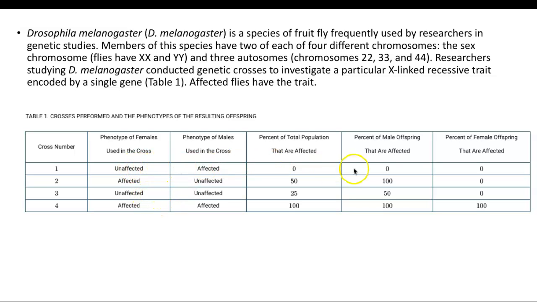Well, in cross 1, there are no males that are affected. So if no males are affected, she's not carrying the recessive trait. If she was carrying the recessive trait, there would be some males that were affected. So what we see here is in cross 3. And if you did a Punnett square where you had mom who was X big R, X little r, and father who was X big R Y, you would have 50% of the males that were affected.